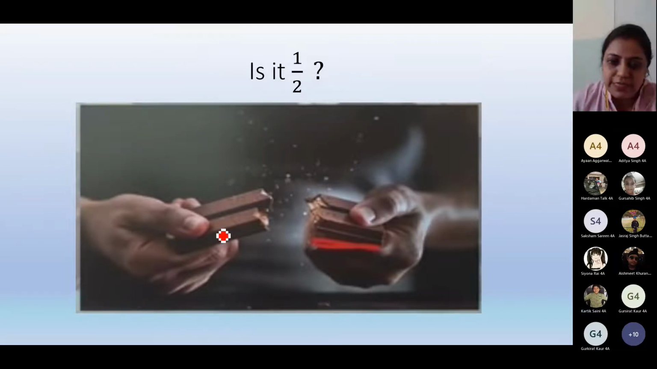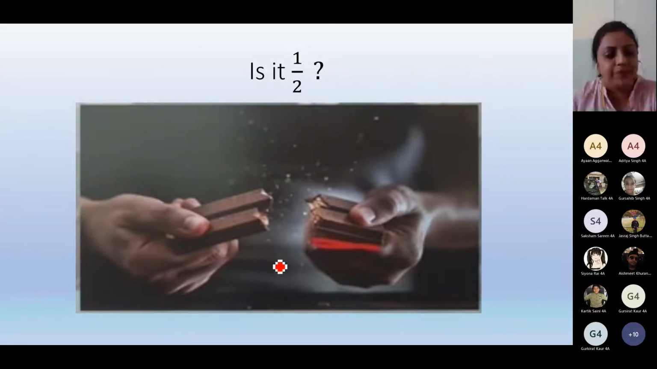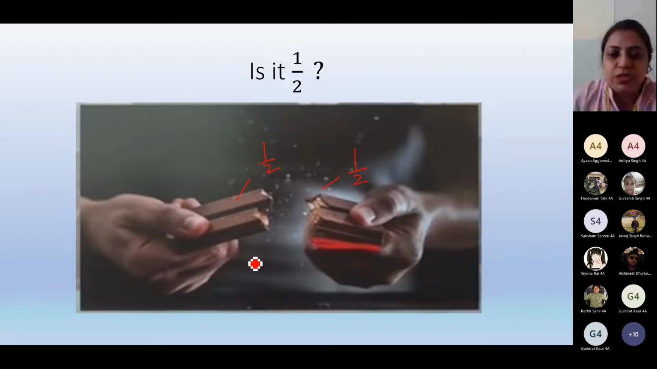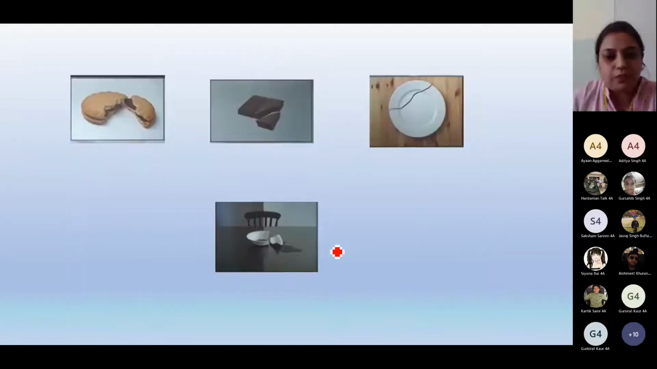Now children, look at this chocolate. It is divided into 2 parts. So can we say that this is a fraction, this is 1 by 2 and this is 1 by 2? So the answer is no. Why is it no? Because these 2 parts are not equal.